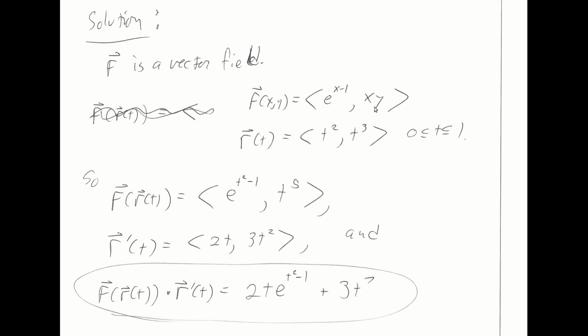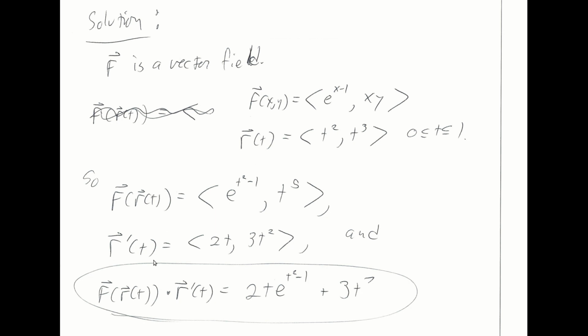And then the second component of my vector field is x times y. Here's x and here's y. If I multiply those two together, I get t to the fifth. So this is F at r. This is the value of my vector field along the curve C given in terms of parameter t. And I can find the derivative of r easily enough. It's going to be 2t and 3t squared as the components.